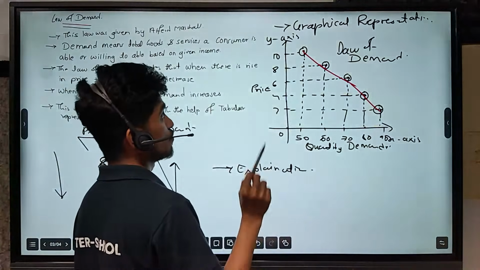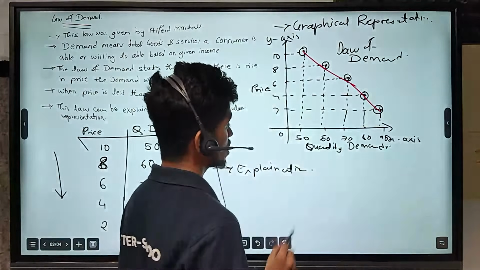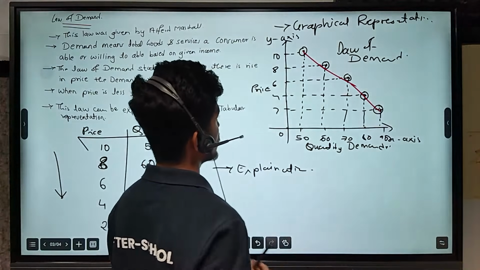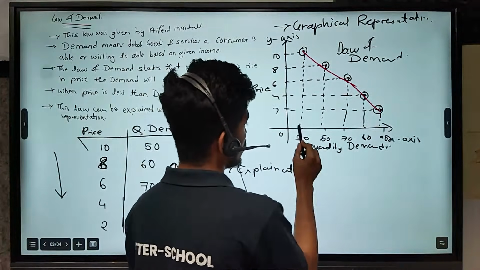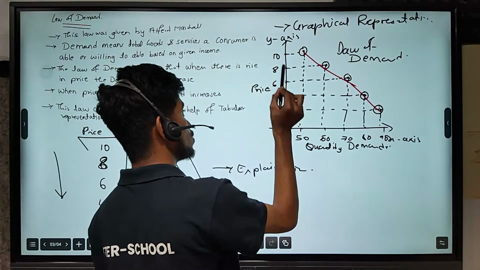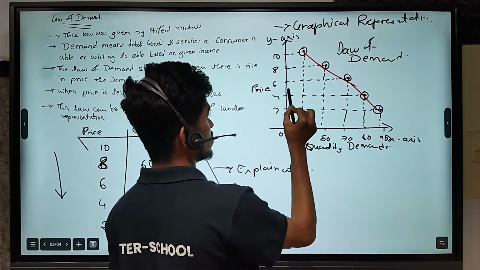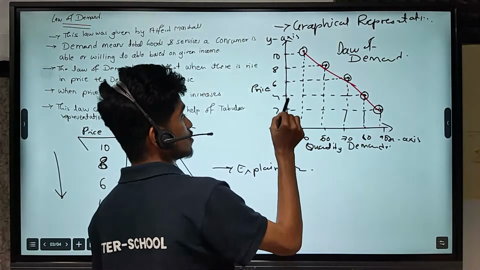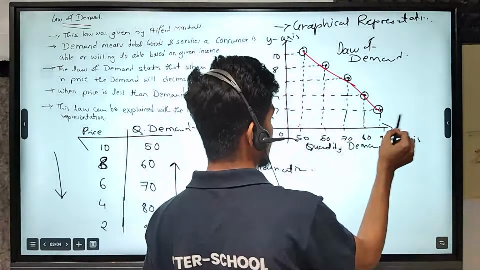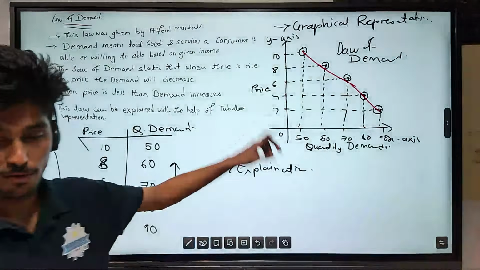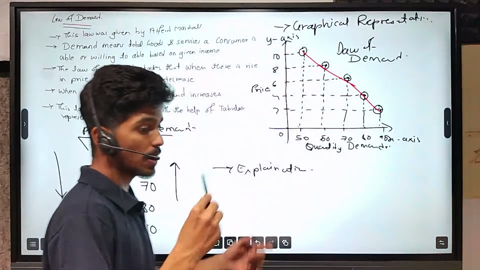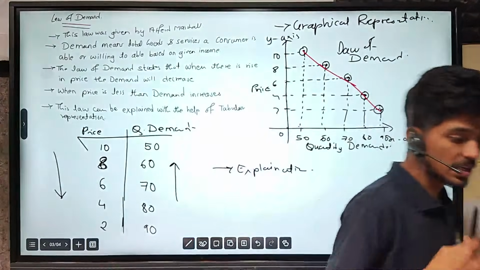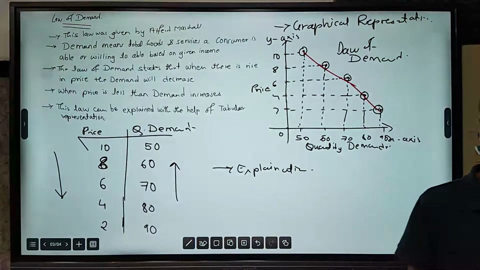Then you can write: when the price of the good was 10, the quantity demanded was 50. When the price of the good was 8, the quantity demanded was 60. When the price was 6, the quantity demanded was 70. When the price was 4, the quantity demanded was 80. And when the price was 2, the quantity demanded was 90. So from this graphical representation we can say that as the price decreases, the quantity demanded increases.